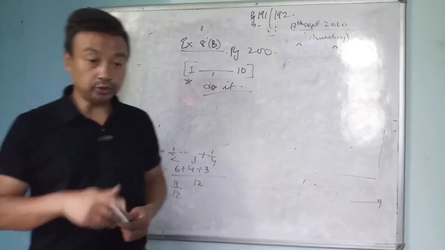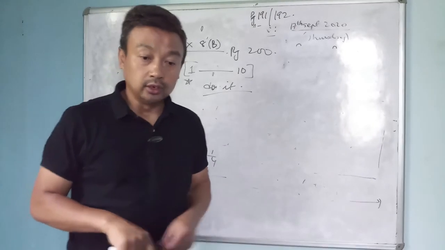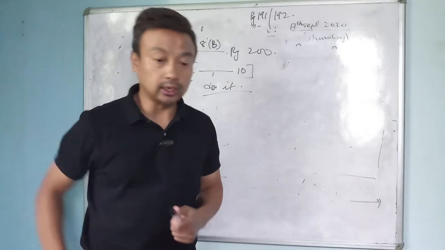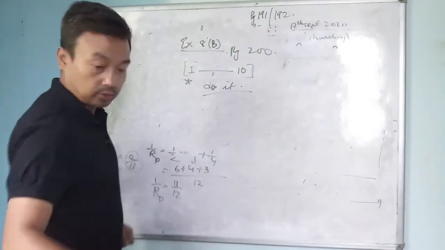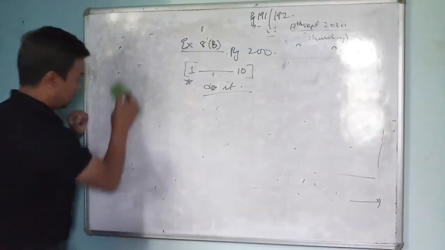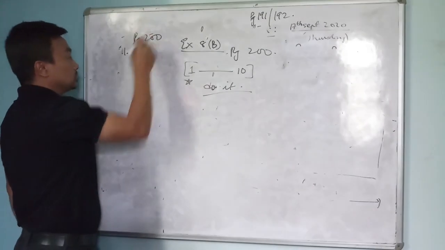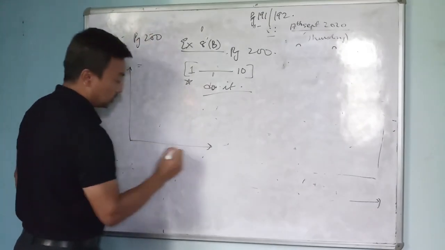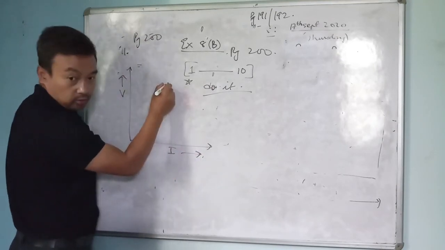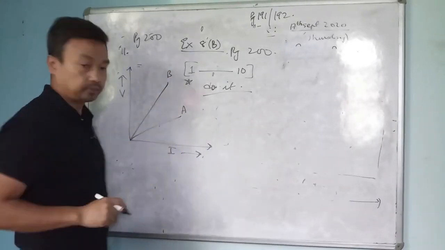Now there is one question in that, question number 11. If you see there, the VI graph for a series and the parallel of two resistances is shown in the diagram. Okay, so I'll just do that quickly. Question number 11, page number 200, exercise 8B. There is an I and V axis, and there are two straight lines given, B and A.